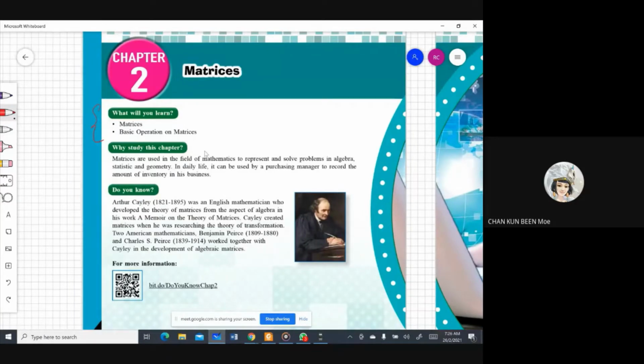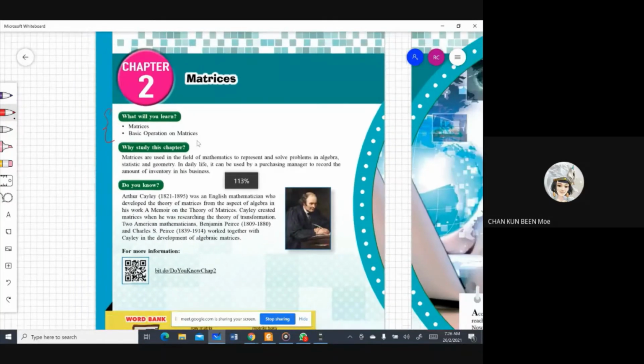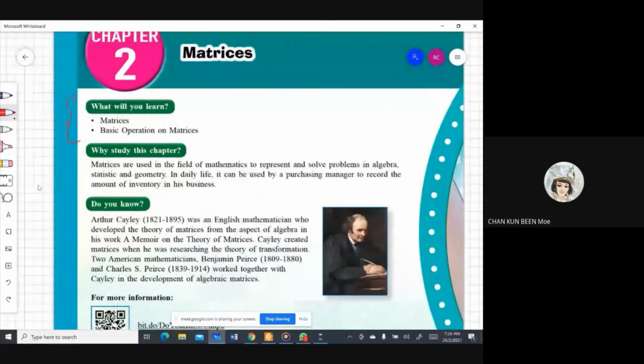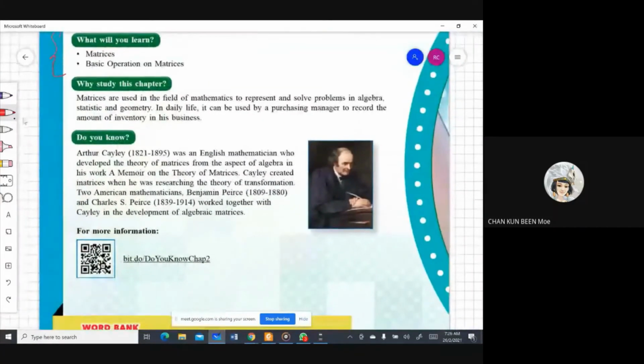Okay, why do you study this chapter? Okay, if you can see here, matrices are used in the field of mathematics to represent and solve problems in algebra, statistics, and geometry. In daily life, it can be used by a purchasing manager to record the amount of inventory in his business. So the mathematician here that developed the theory of matrices is Arthur Kelly. Okay, Arthur Kelly. You can go through this one.